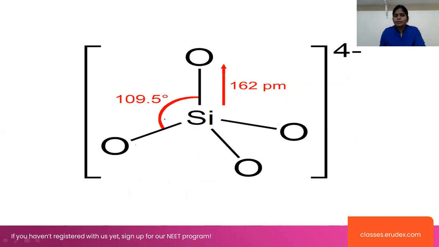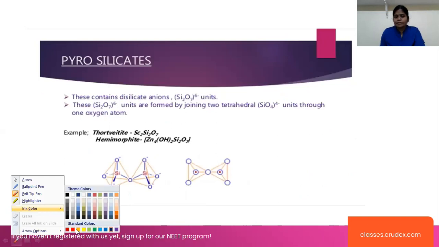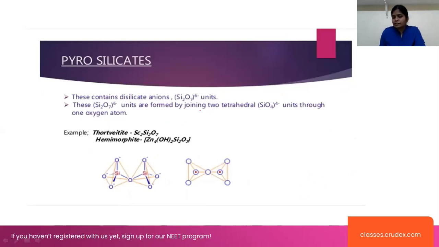Now look at, coming to the second one, it is the pyrosilicates. In the case of the pyrosilicates, we have to take the SiO4 4 minus units, 2 units. We have to take the 2 SiO4 units. Then one oxygen atom is linked in between the 2 SiO4 4 minus units. Then the structure will be like this.